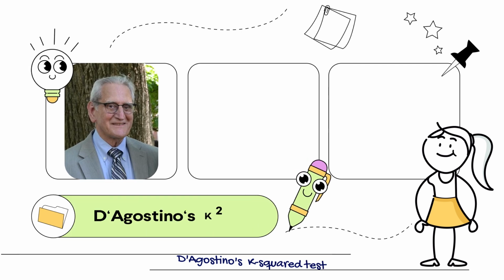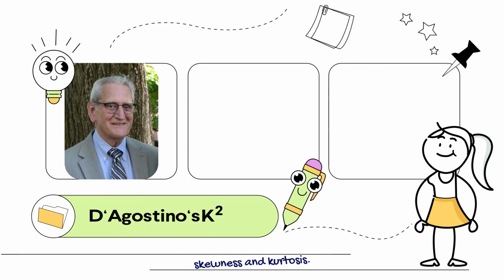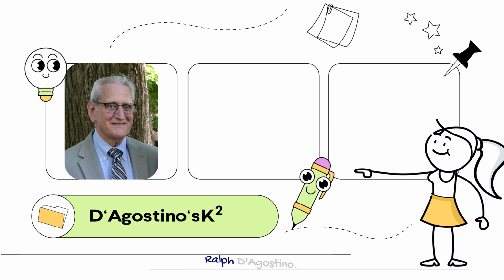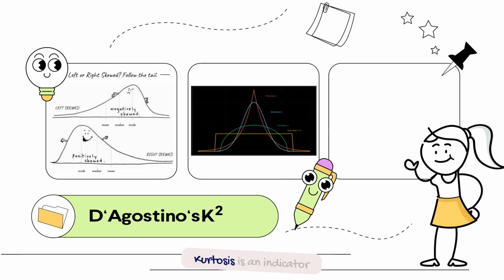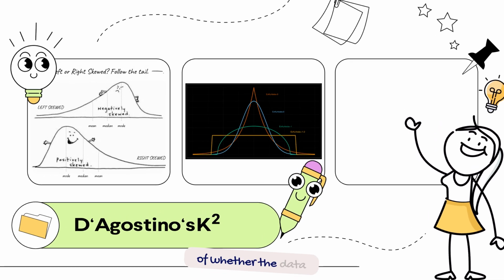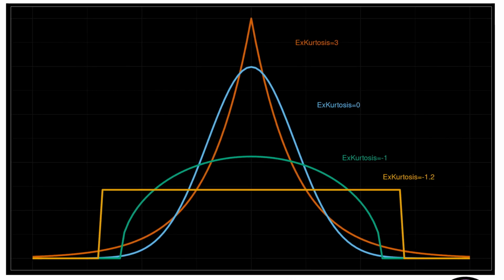D'Agostino's K-squared test tests the normality of a variable based on skewness and kurtosis. It was named by Ralph D'Agostino. Skewness is a measure of symmetry. Kurtosis is an indicator of whether the data is heavy-tailed or light-tailed compared to a normal distribution.